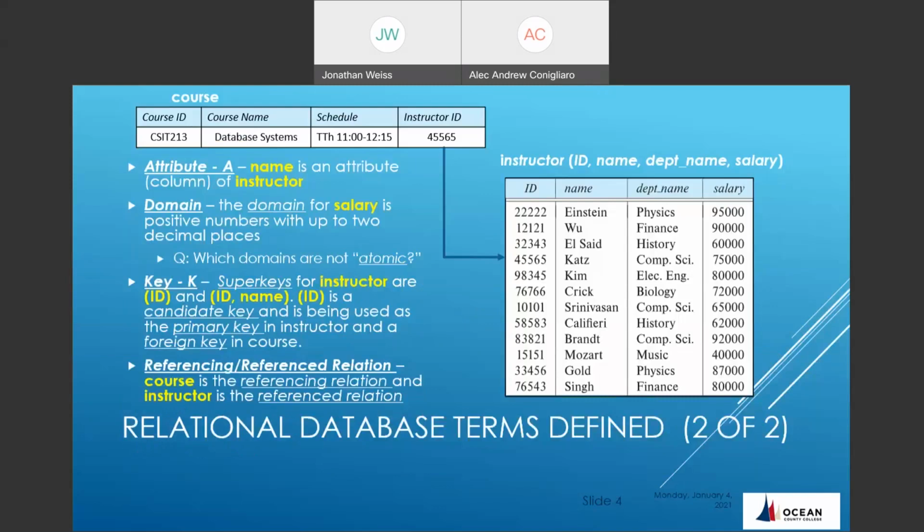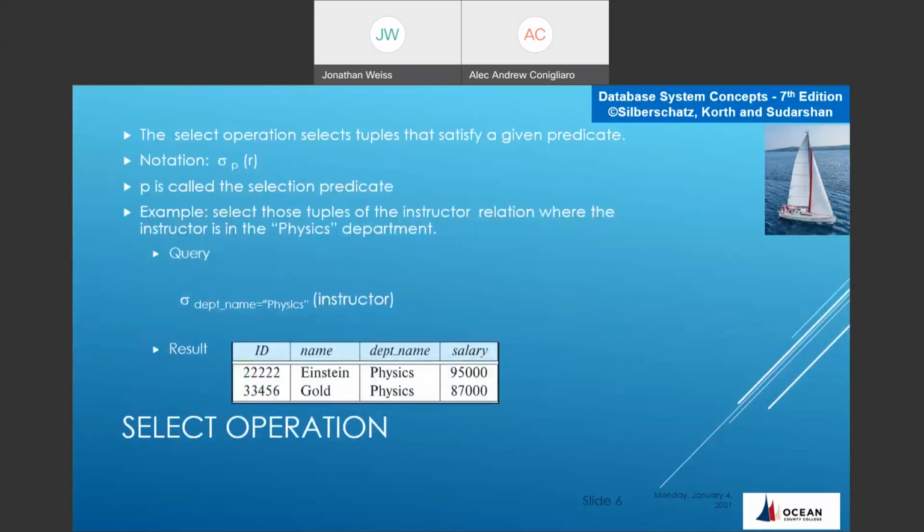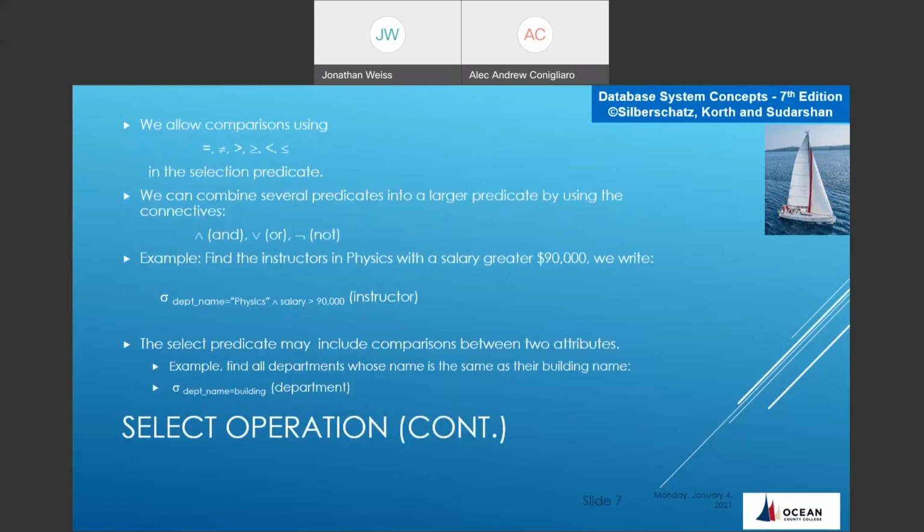So here's the instructor relation. We find all the records that have department name equal to physics. And we find Einstein and we find Gold, and the resulting relation is there, Einstein and Gold. Okay, and the way that we write that is we write the select symbol, we write the predicate department name equals physics, and we write instructor as the relation. So that's an example of a select predicate.